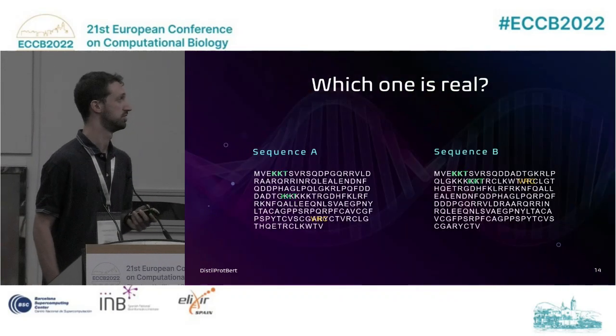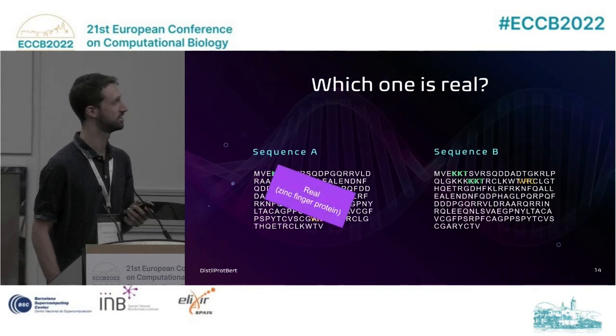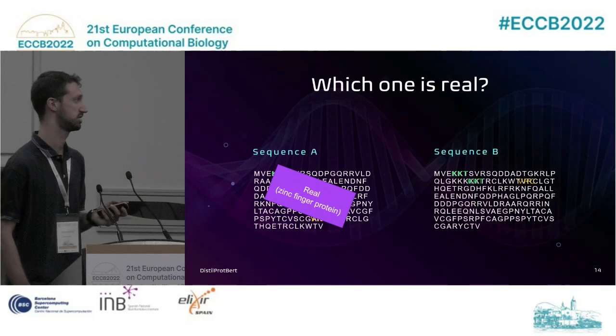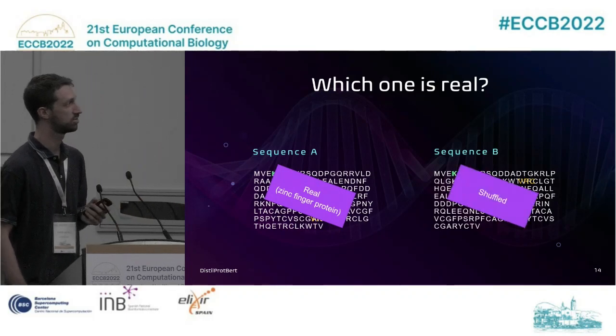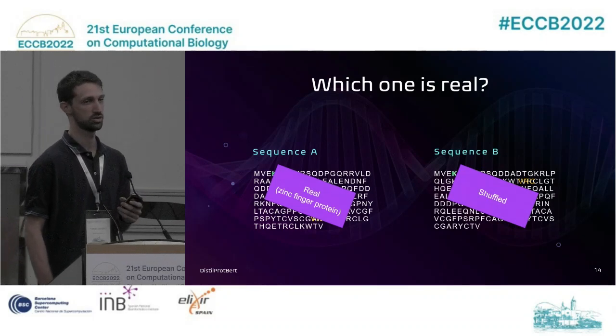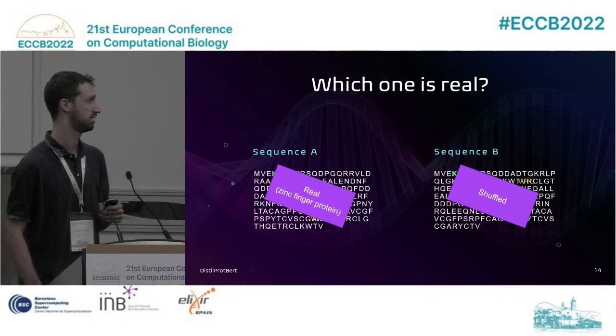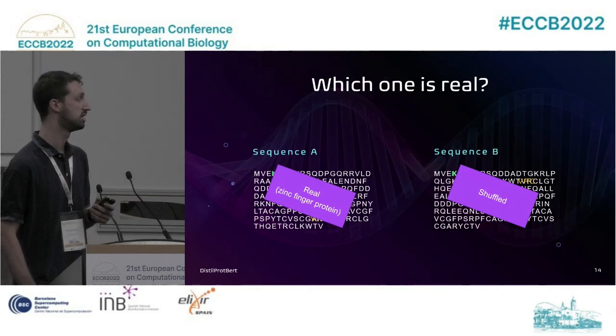And I know that you all thought about it. So the real one is sequence A, which is a zinc finger protein, and the triplet shuffled one is B. And the model could also tell us which one is the real one and which one is the shuffled one.